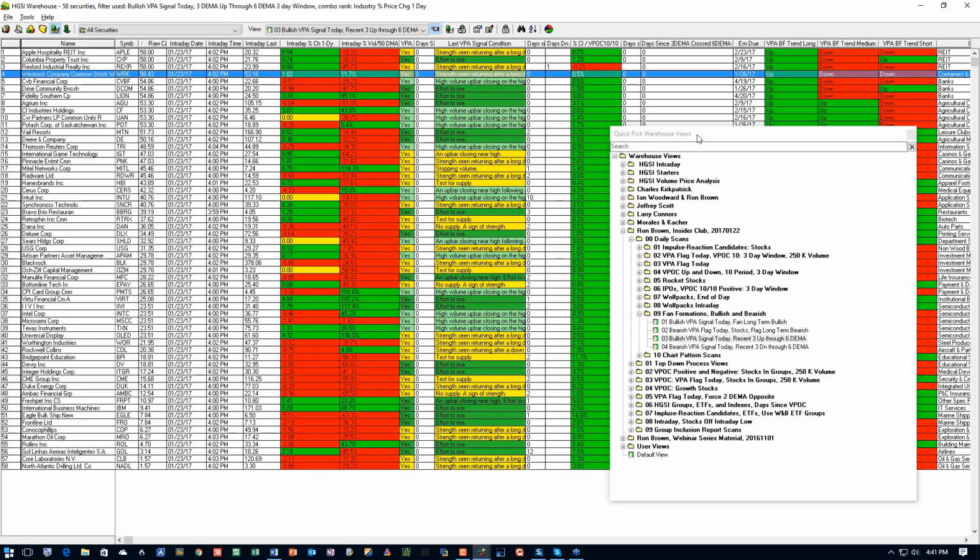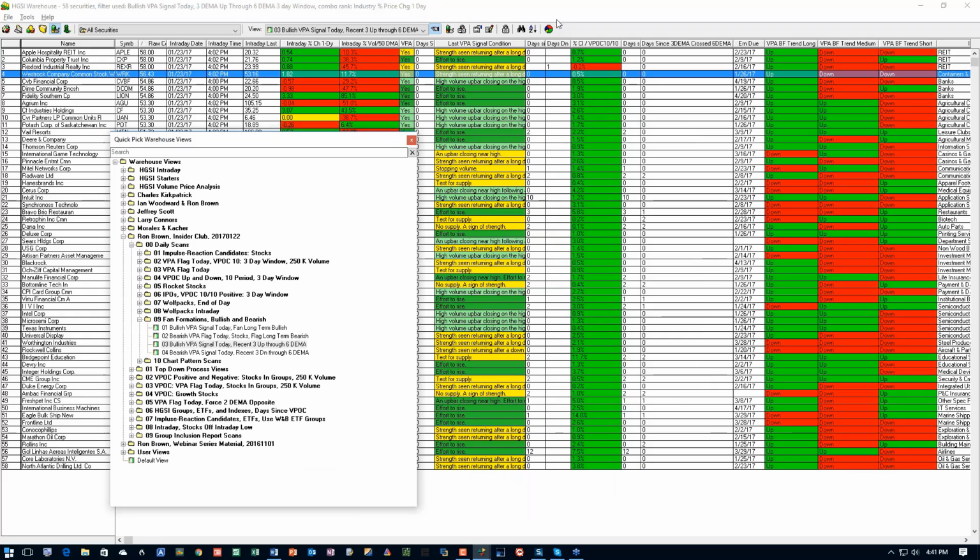And how do you know that? You go over to this column right here. It's the days since the 3 crossed the 6. Everything is either a 0 down to a 2 because I allowed a 3-day window on this. Okay?